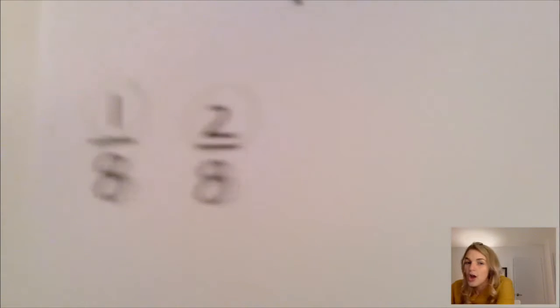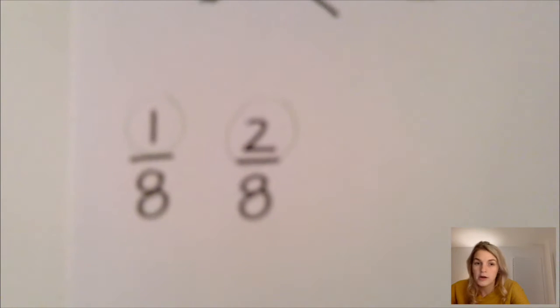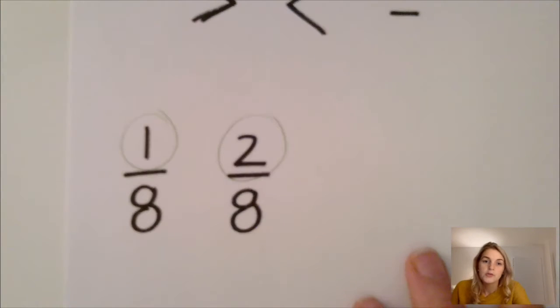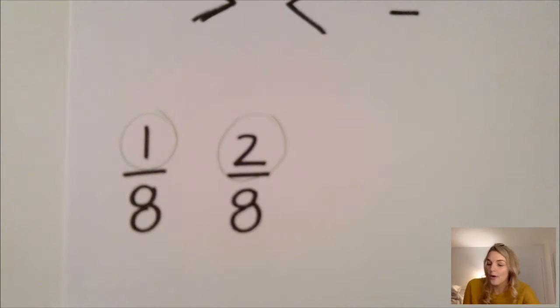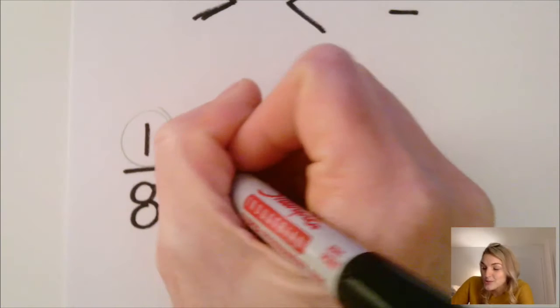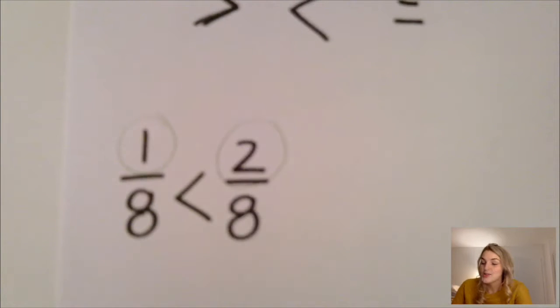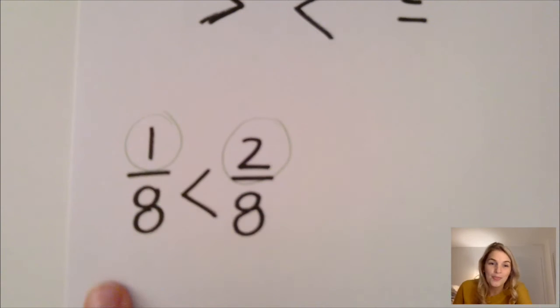Now here, our numerator is 1, and here, our numerator is 2. So now, what is bigger, 1 or 2? Well, I know that 2 is bigger, so 2/8 must be the greater fraction. So we could read this as 1/8 is less than 2/8.